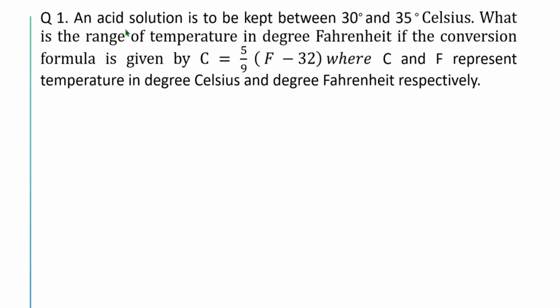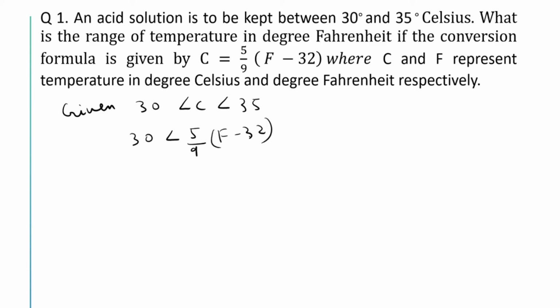So it is given an acid solution has to be kept between 30 degrees and 35 degrees Celsius. We have to find the range of temperature in degree Fahrenheit, where C is equal to 5 by 9 into F minus 32. So given 30 less than C less than 35, and it is given C is equal to 5 by 9 into F minus 32. So 30 less than 5 by 9 into F minus 32 less than 35.